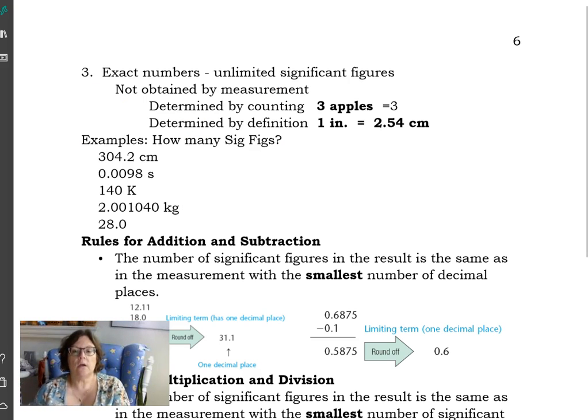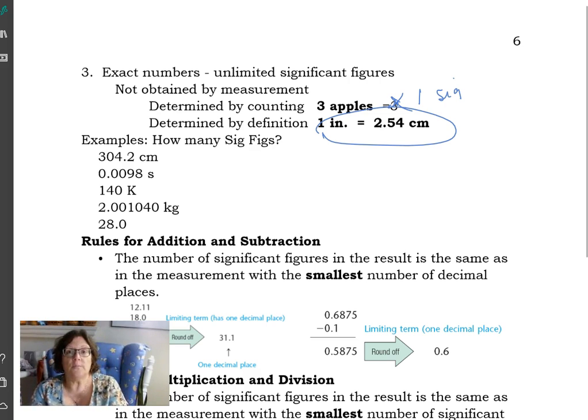The next page talks about an exact number. That's something that has been counted. It has an unlimited number of significant figures. 3 apples would have one significant digit. I don't know why it says that, that's a brain fart there. 1 inch equals 2.54 centimeters. This is a conversion to change inches to centimeters. These are both going to be considered unlimited significant figures. You don't use these when you're calculating.